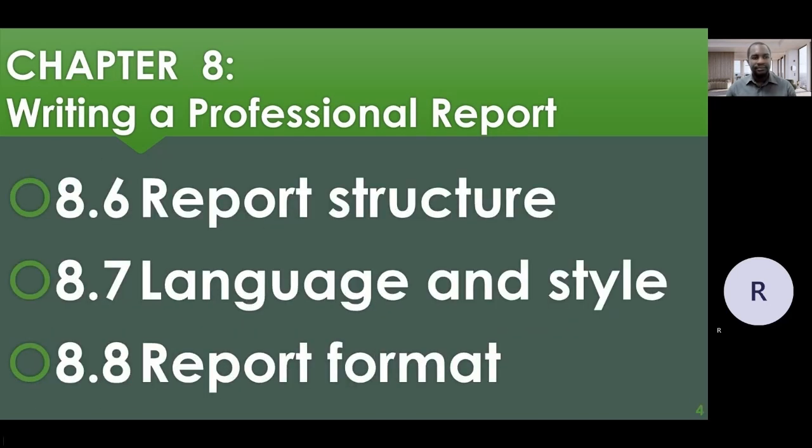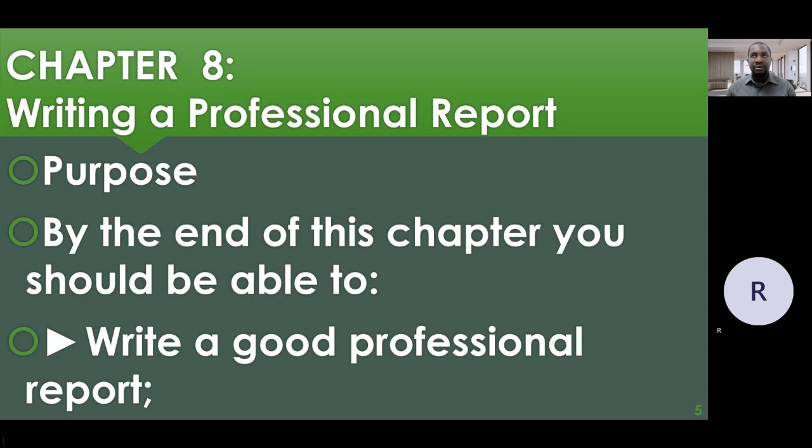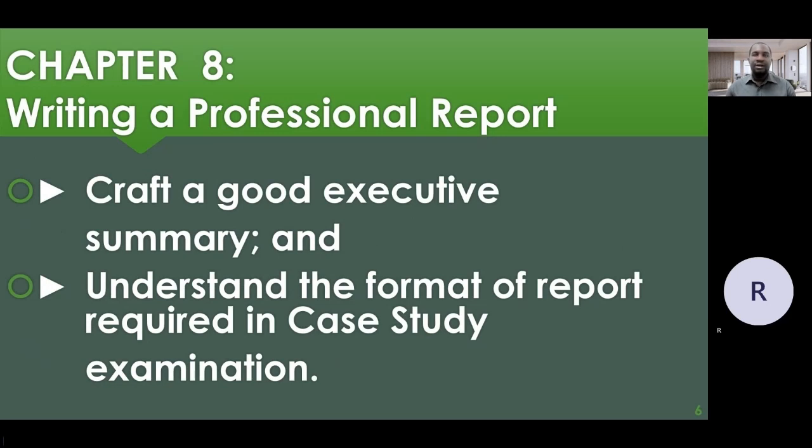this chapter. Okay, so by way of purpose, after we're done, we should be able to understand how to write a professional report, a good professional report, craft a good executive summary that is catchy and makes the examiner very interested in your script. And also by way of purpose, you need to understand the format of the report in the case study examination. This is very important.